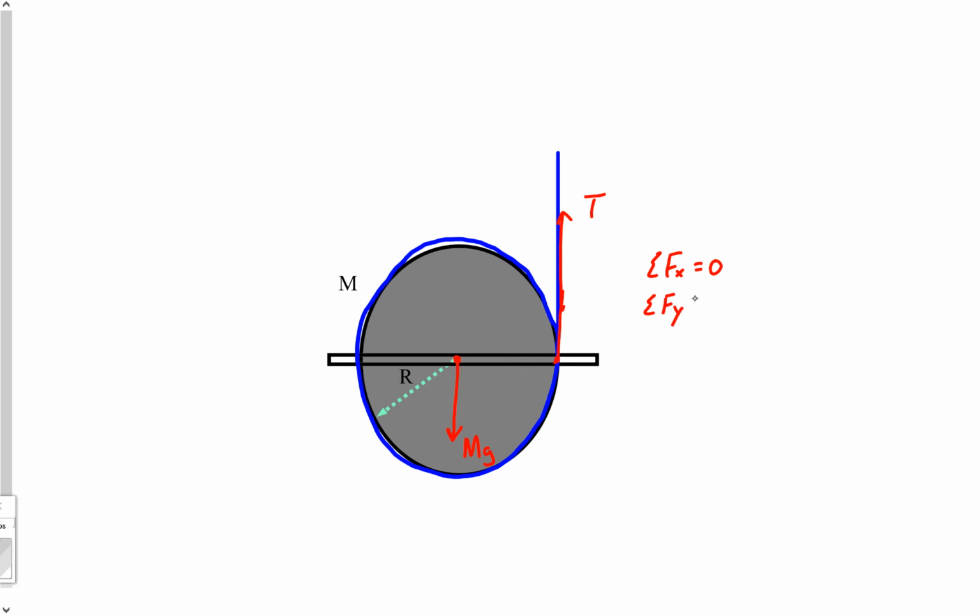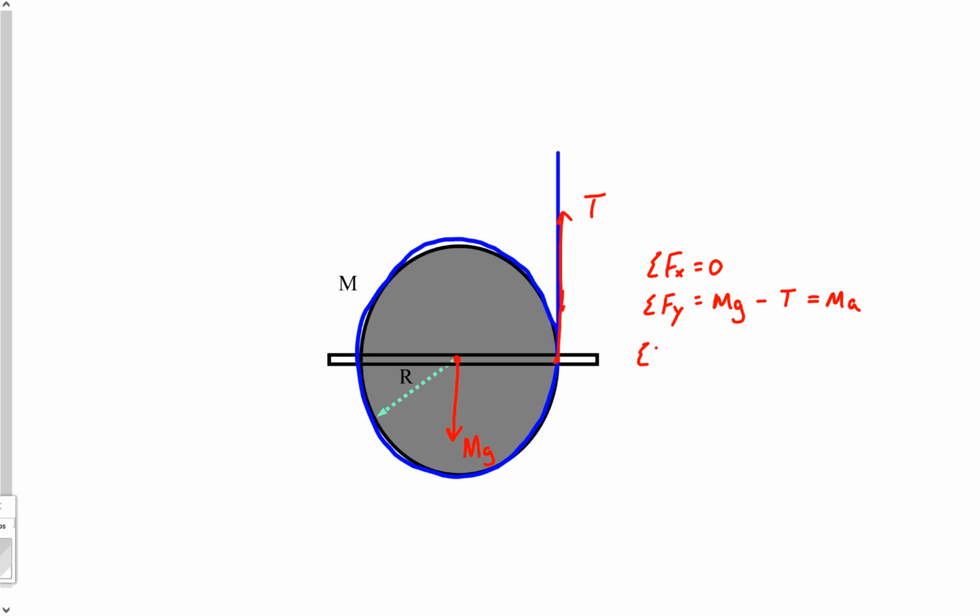Anyway, sum of the forces y, on the other hand. This object's falling down as it unwinds, so I'm going to write mg minus T equals ma for that object.